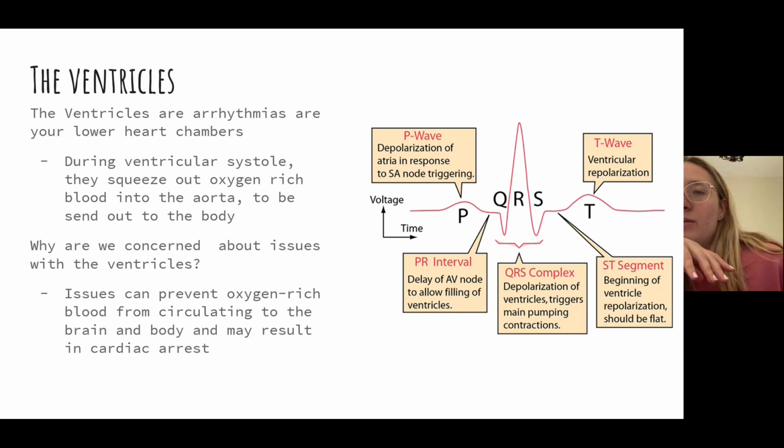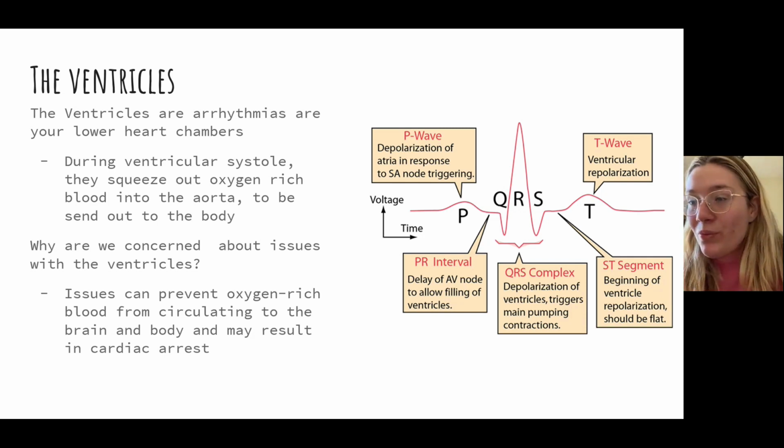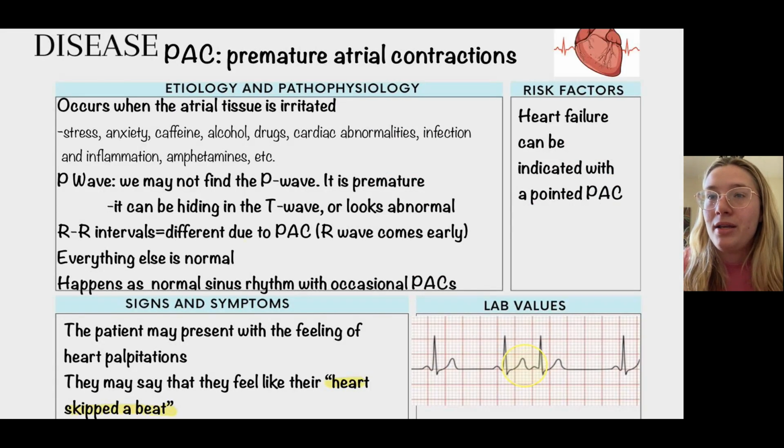So why are we concerned about issues with the ventricles? Well, like I just said, they send oxygen-rich blood out into the body. So what happens if they're not doing that very effectively? I'm probably going to have some low or inadequate perfusion, a very weak, thready pulse. So just keep that in mind.